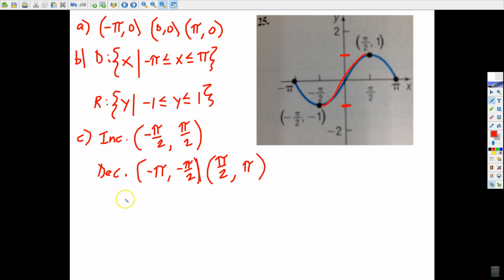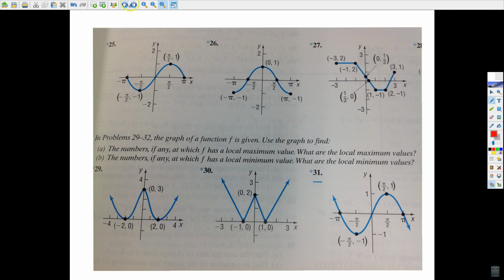Okay, and now we're going to state whether or not the function is even, odd, or neither. Okay, well again, there is no y-axis symmetry, so it's not going to be even. There is origin symmetry. Hopefully you can see that. We have origin symmetry, so that means this is going to be an odd function.